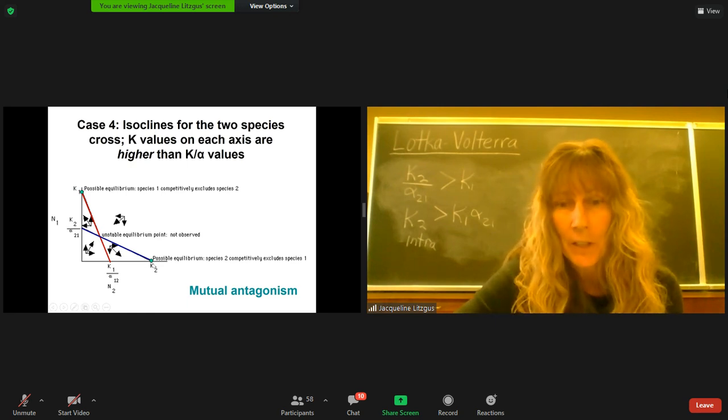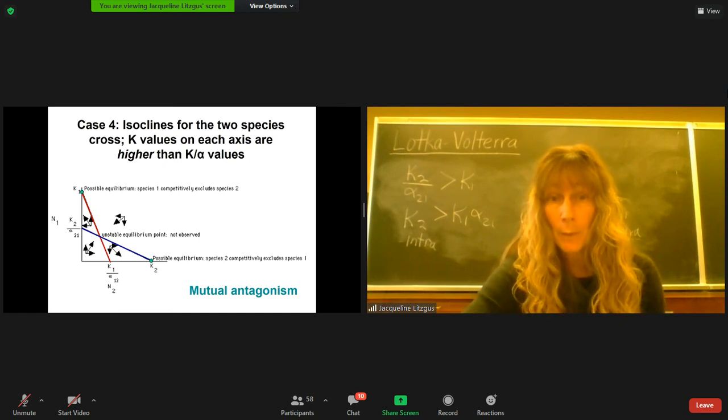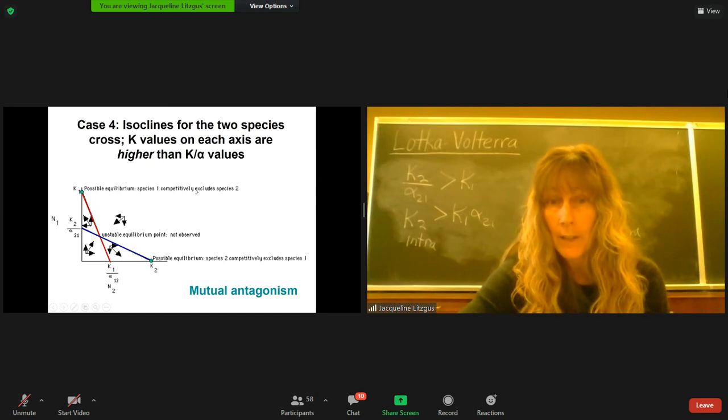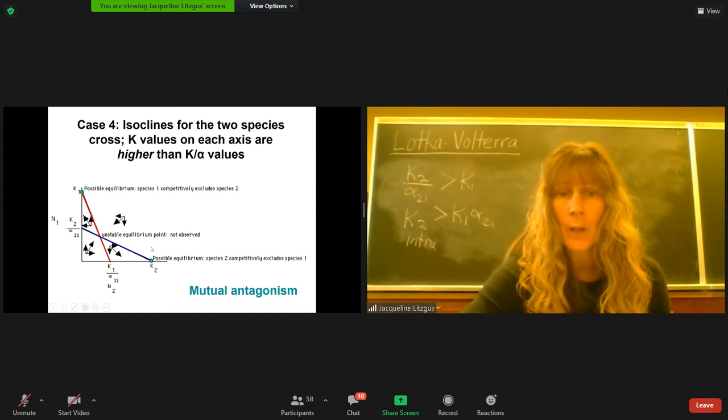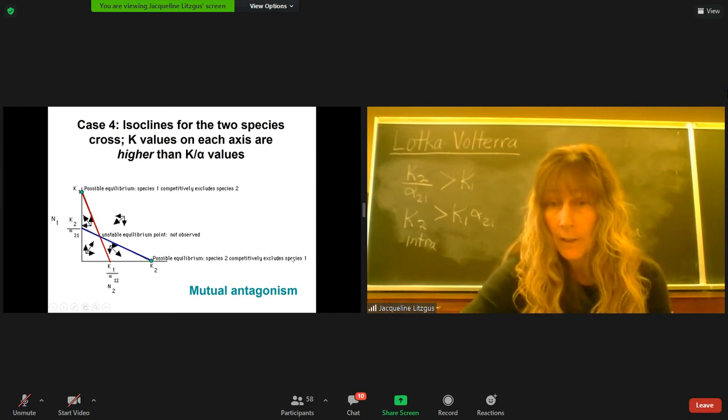So this is sort of interesting. There's two possible outcomes now. We have two possible equilibria. So we can have this one where species one does competitively exclude species two, or we could have this one where species two competitively excludes species one. And we call this mutual antagonism.